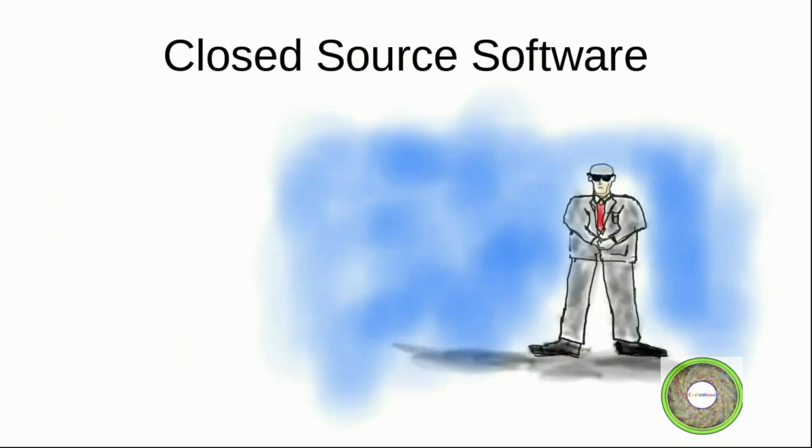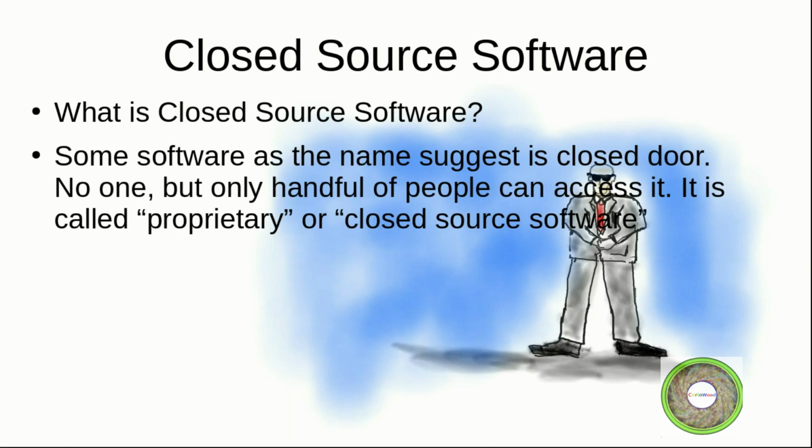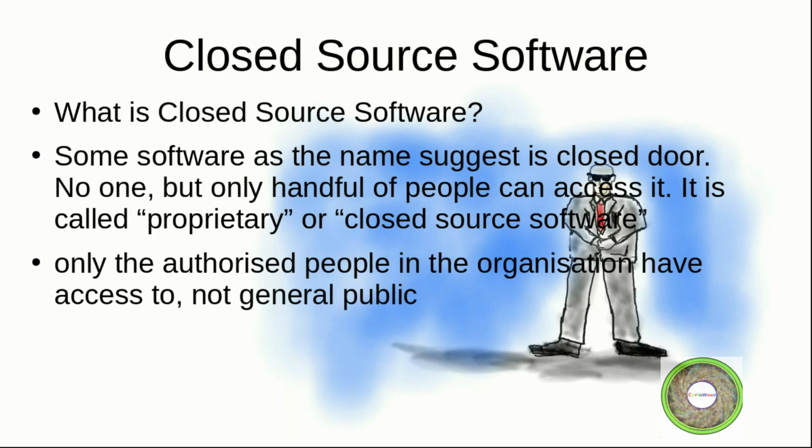What is closed source software? Some software, as the name suggests, is closed door. No one, but only a handful of people can access it. It has source code that only the authorized people in the organization have access to. It is called proprietary or closed source software.